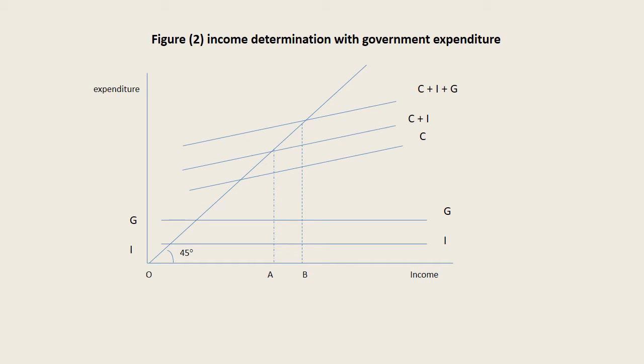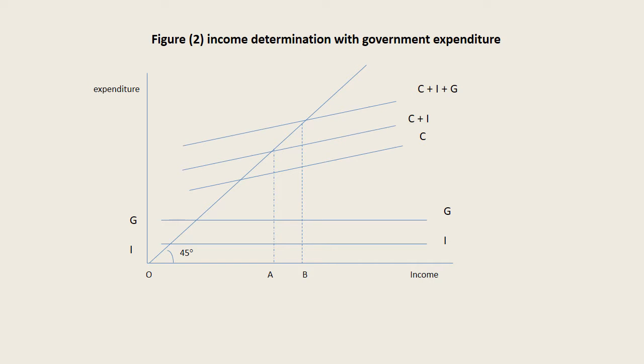These figures show that the vertical axis represents expenditure and the horizontal axis represents income. We have the 45-degree line, which represents income, and any point on it represents an equilibrium point. II represents the investment line, which is constant. GG represents the government line, which also is constant.